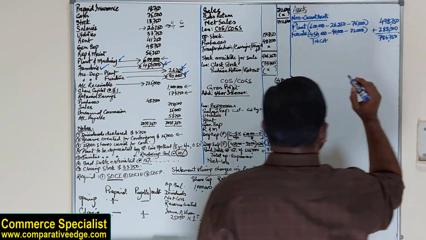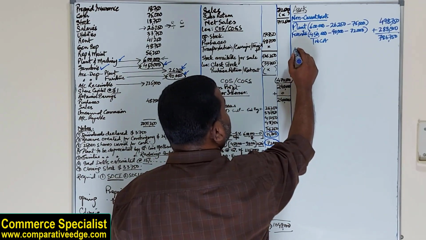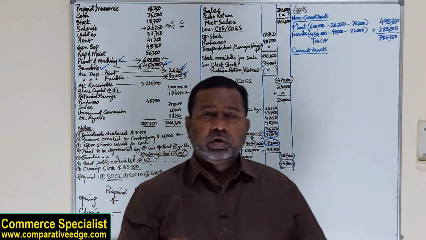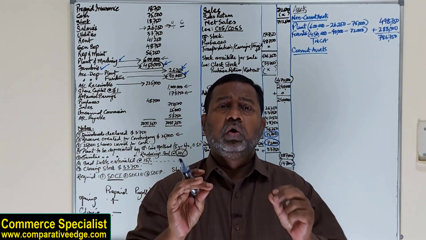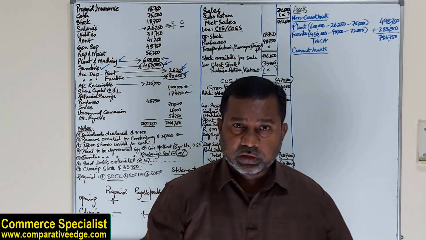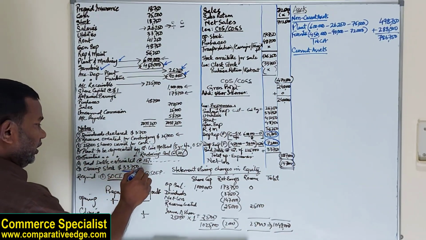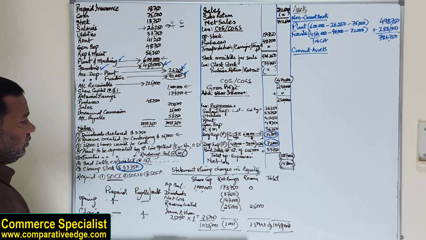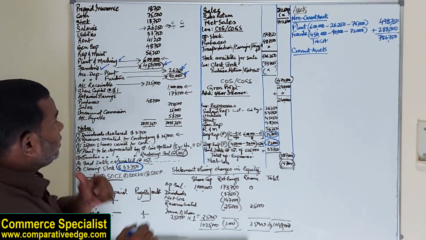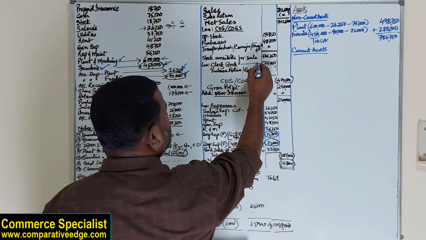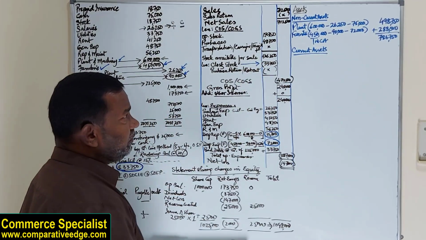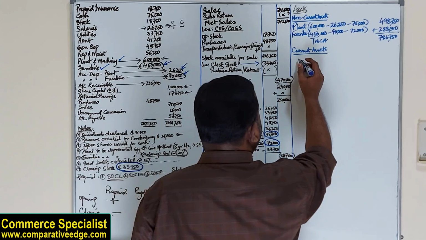Add these two, you will get total non-current assets, which is 786,750. Next thing you'd like to do is write current assets. Please remember, when you write current asset, always begin with closing stock. Where do you get closing stock from? Here in the additional data. Closing stock is valued at 33,750. Alternatively, you can pick it from here as well. It's the same amount, 33,750. So I'm writing here closing stock.